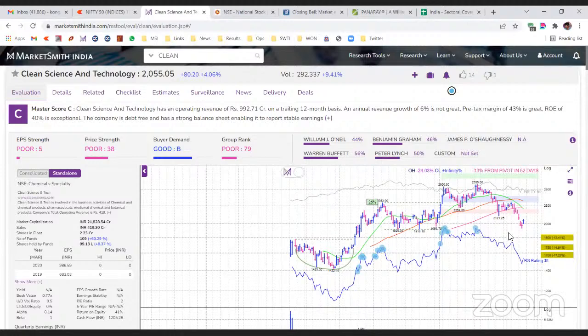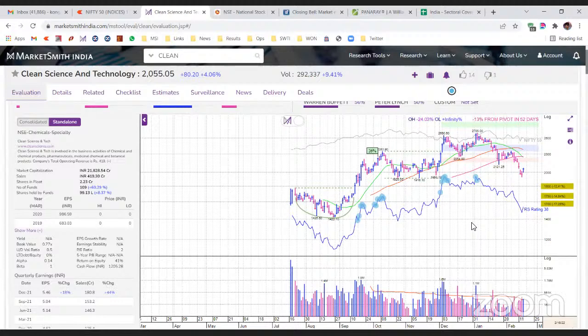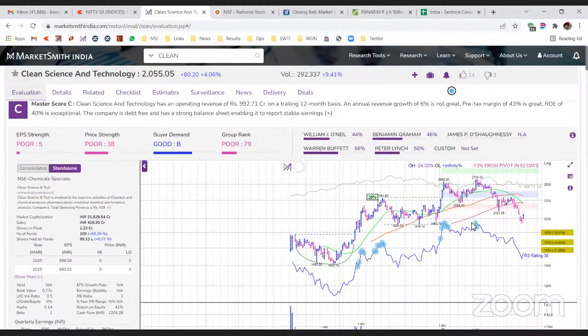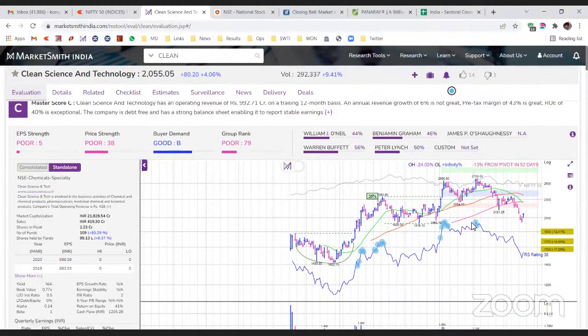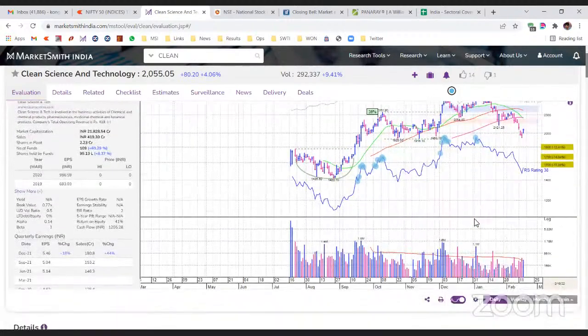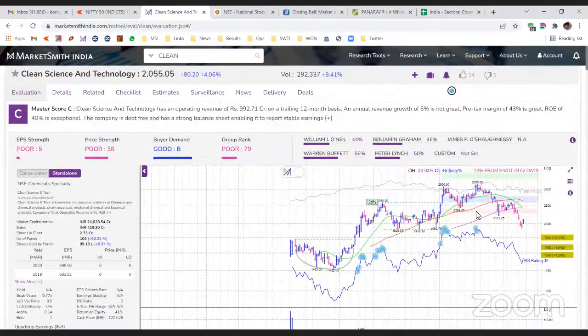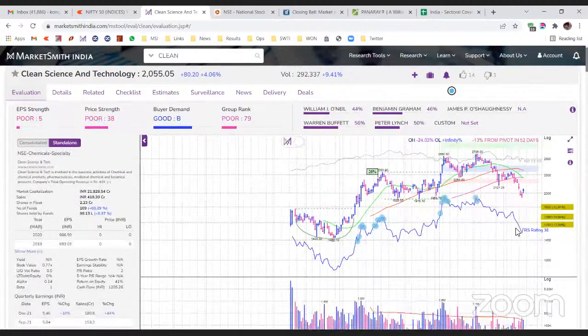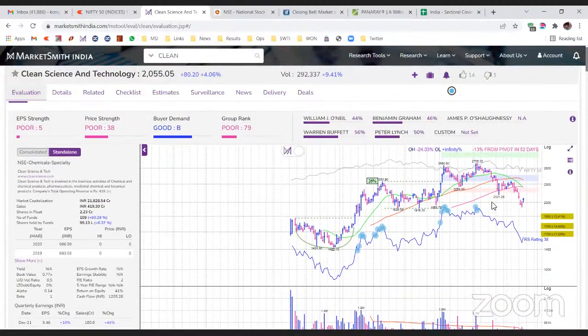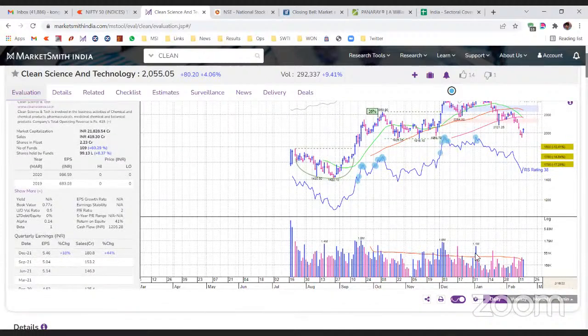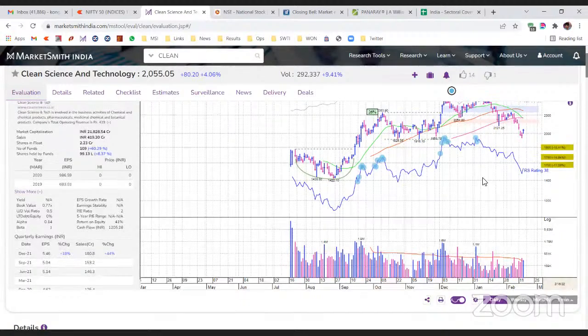Coming to Clean Science, we had a call with Clean Science management in the last quarter. The company was very confident and the margins they were reporting were very good, about 60-70% at the gross level. However, recently the stock has been under pressure because of huge selling. But the volumes on the selling front were below average, which should be taken positively.